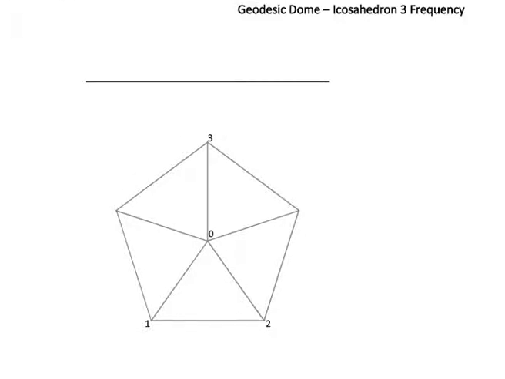Right, so here's just a quick video of me explaining the icosahedron tree frequency method on the geodesic dome part of structural forms. So as you can see here, we have a pentagon of obviously 5 equal sides, and we have it labelled 1, 2, 3, and then the center point is 0.